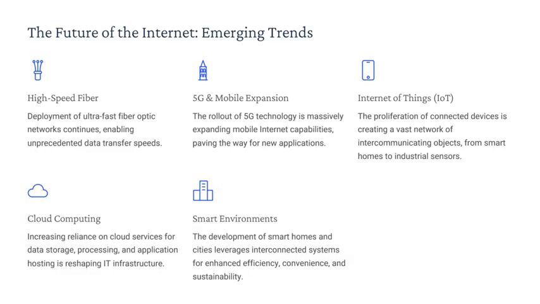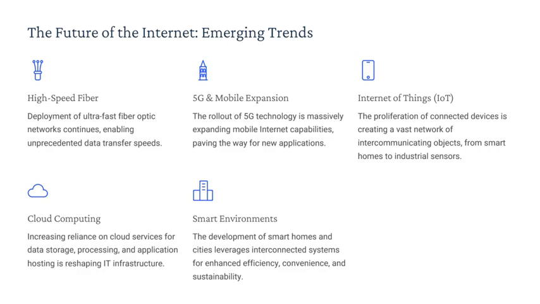The future of the internet. High speed fiber networks are increasing the bandwidth. 5G technology supports faster mobile communication. IoT connects every device. Cloud computing is changing storage and processing. Smart homes and smart cities are becoming common. So the internet will continue to grow and evolve.